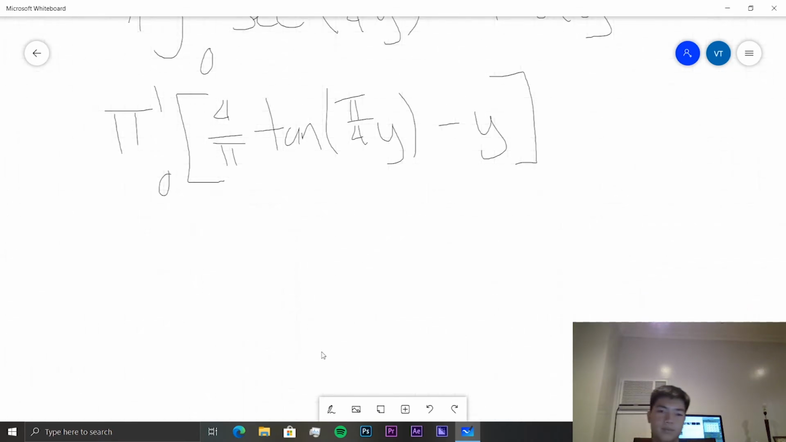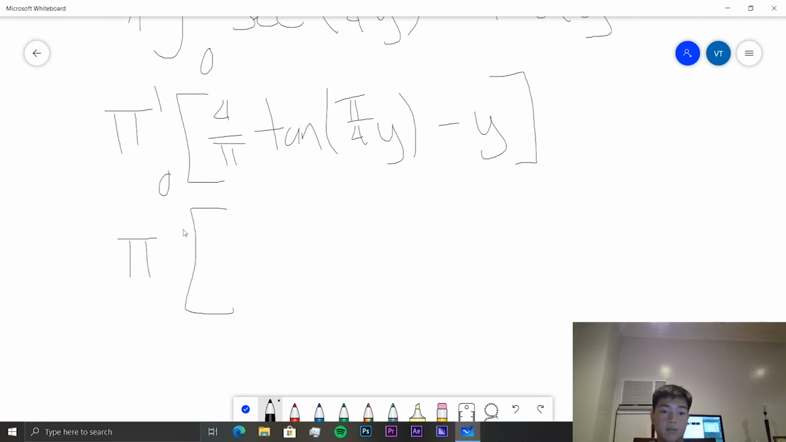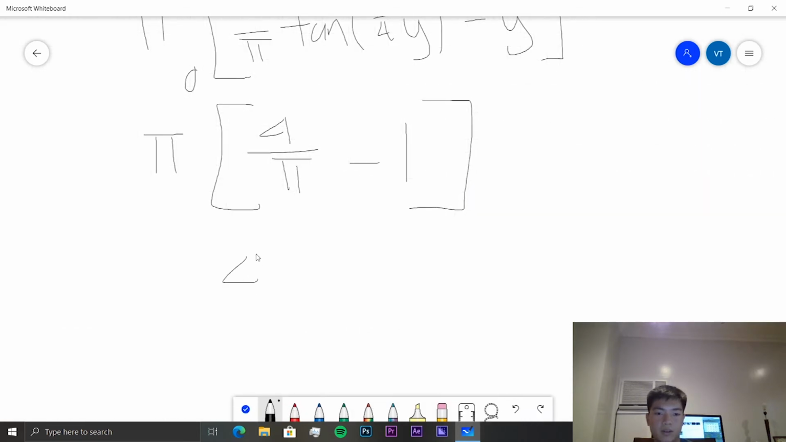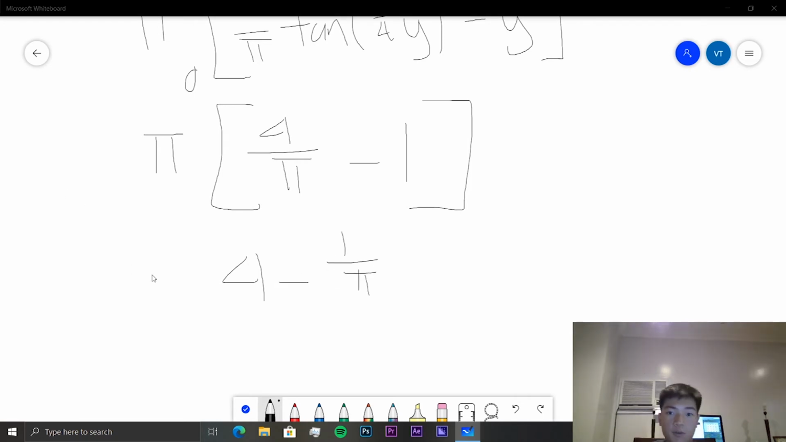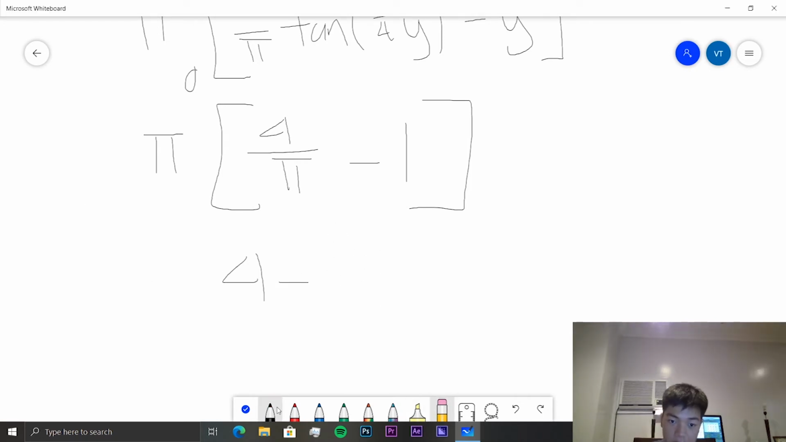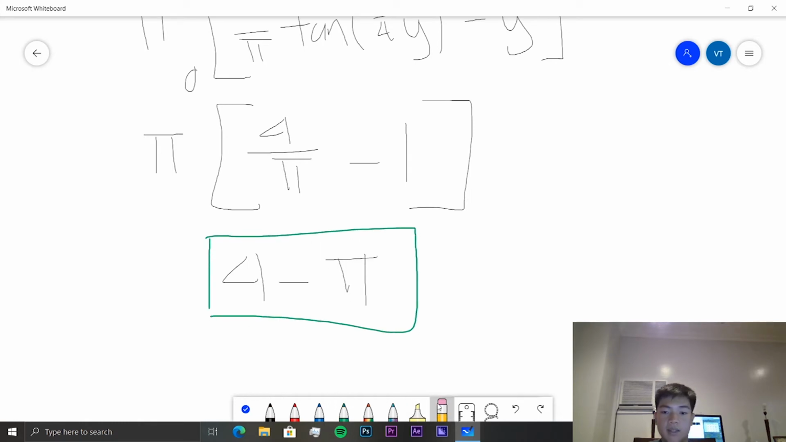Yeah. So this is pi between 1 and 0. So tangent pi over 4 is 1. So this is 4 over pi minus 1. And then tangent 0 minus 0. So this is just 4 minus 1 over pi. Oh, 4 minus pi. Sorry, 4 minus pi. So yeah, this should be the correct answer. Okay, on to the next one.